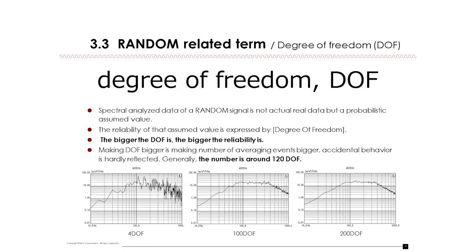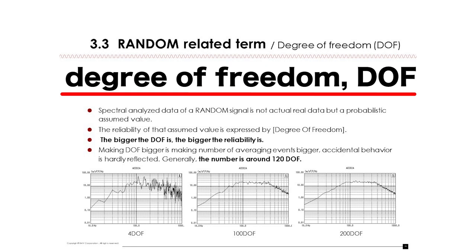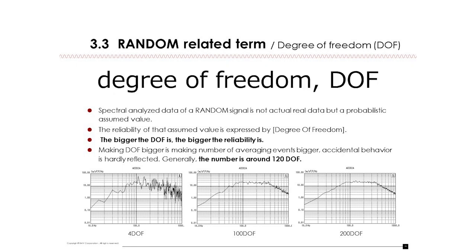Next, the degree of freedom, DOF. DOF signifies the statistical degree of freedom. Generally speaking, the larger the degree of freedom grows, the higher the reliability of an estimate value becomes. When the average number of times is raised, the linear curve turns out to be smoother, like in this graph.